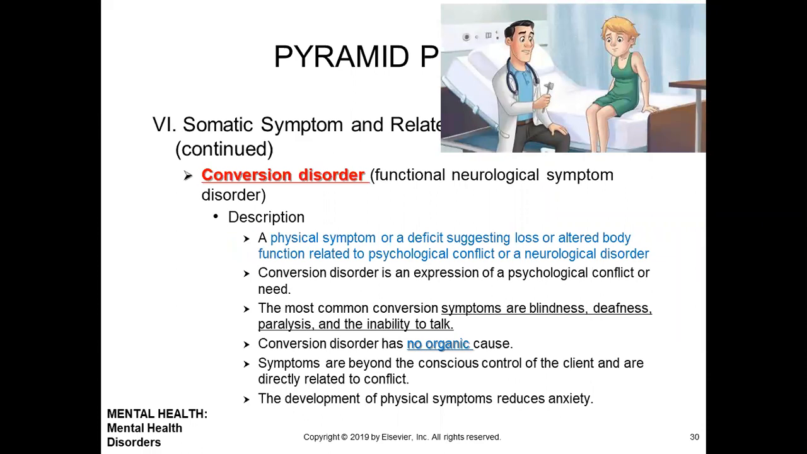Conversion syndrome is a functional neurological symptom disorder, also known as functional neurological disorder. Conversion disorder results when a client exhibits neurological manifestations in the absence of a neurological diagnosis. So do you understand the difference between somatic and conversion? In conversion, the signs and symptoms are only neurological, and there is no underlying cause; the patient is not diagnosed with any neurological problem.